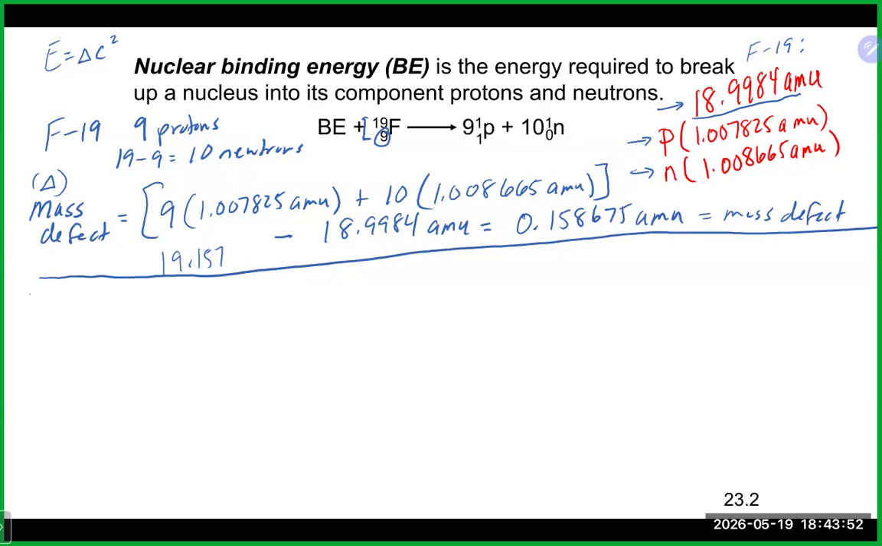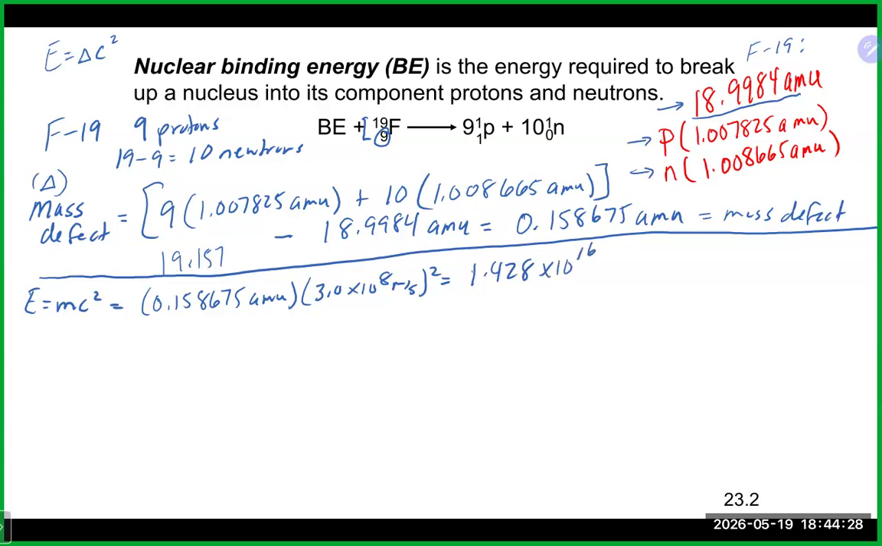If I use E equals mc squared, the m in this case would be my mass defect, so I'm going to put that in: 0.158675 AMU. I'm going to times it by the speed of light, 3 times 10 to the 8 meters per second, squared. And if I multiply that together, we end up with 1.428 times 10 to the 16.